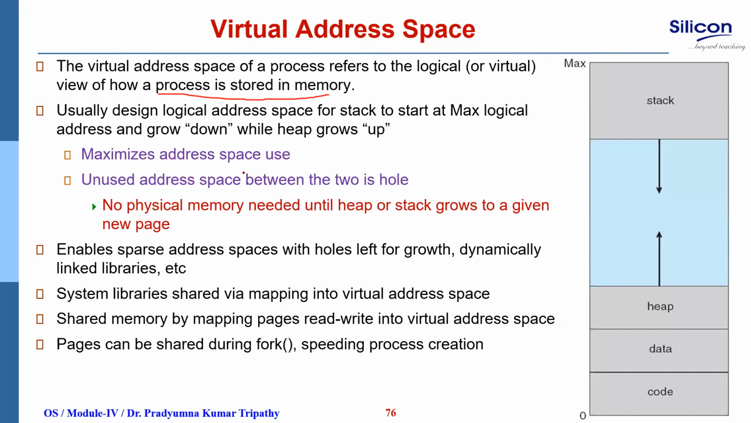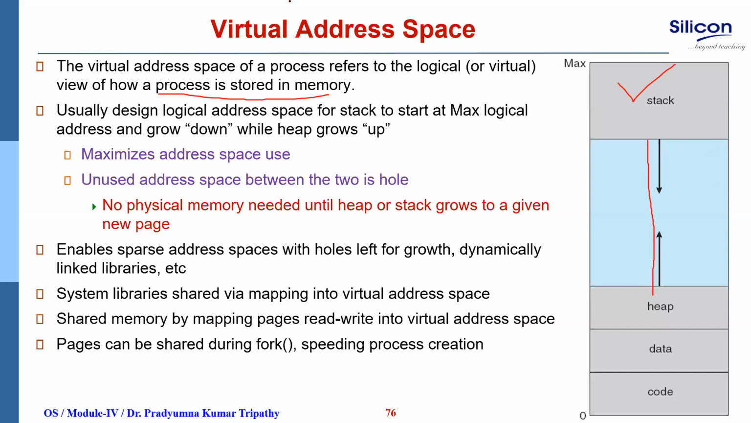So usually we design the logical address space for the stack to start at the maximum logical address and grow down, while the heap grows up. Just look over here. This is the code, data, and the heap area. This is the stack, where your arrays and functions are stored. The dynamic memory allocation is done in this heap area.